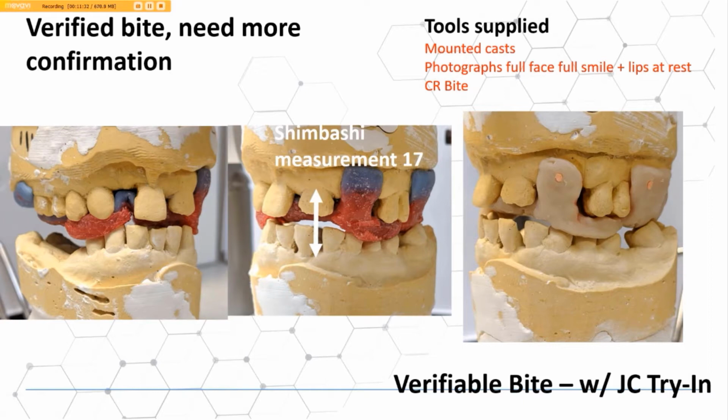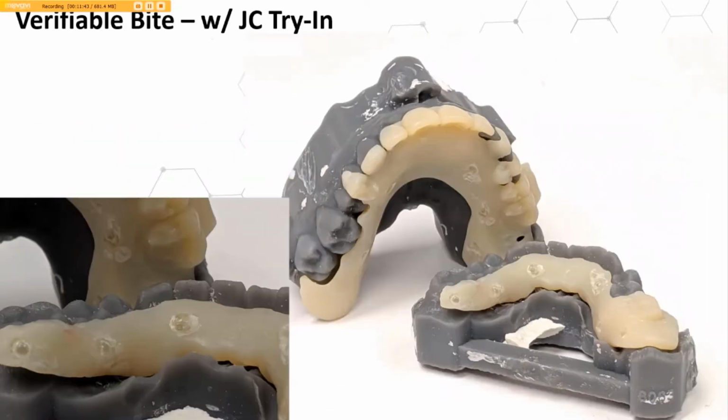So this is entering back into the analog world. So send the upper and lower casts back, send the JC Tryon back. We will re-articulate and then move forward with the case. So this is a JC Tryon.